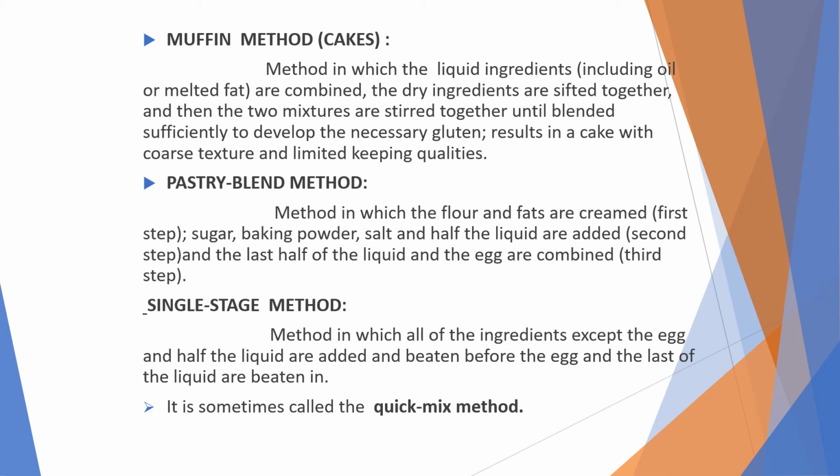Pastry blend method. Method in which the flour and fats are creamed. This is the first step. Sugar, baking powder, salt, and half of the liquid are added. This is the second step. And the last half of the liquid and the eggs are combined. This is the third step.